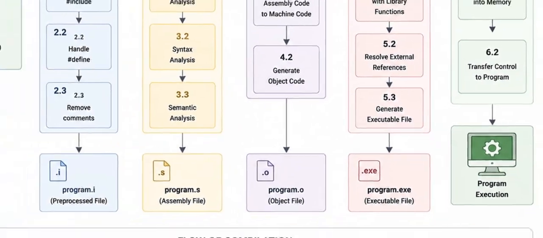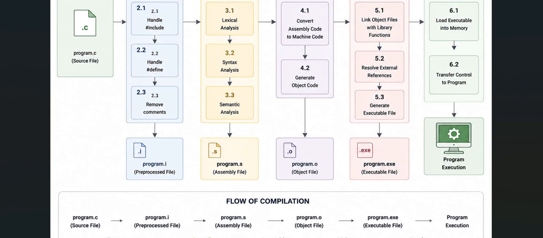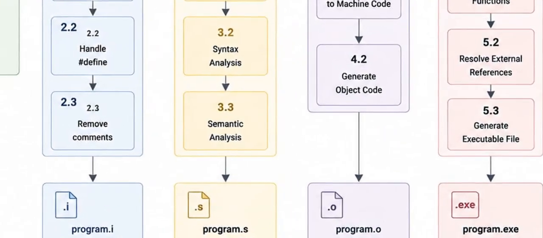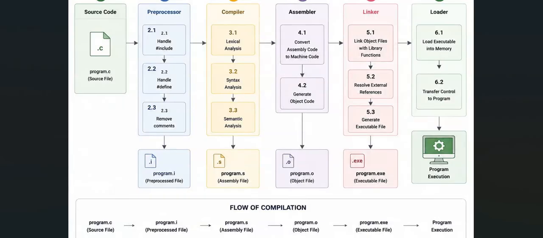In simple sentences, for the entire process, we can say that the source code written by us, the programmer, passes through several stages. The first stage is the preprocessor, the second stage is the compiler, the third stage is the assembler, and the fourth stage is the linker. From this, an executable file is created, which is then loaded into the memory and executed by the computer. And the display appears on the system.